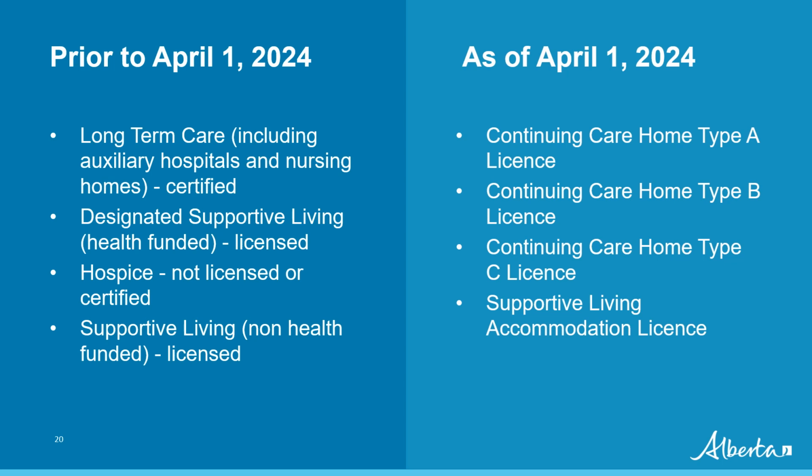Those who had licenses prior to April 1st, 2024 Continuing Care Act implementation were licensed under the Supportive Living Accommodations Licensing Act. This would be the supportive living accommodation, non-health funded, and designated supportive living health funded settings. Nursing homes and auxiliary hospitals had certification instead of licensing. As of April 1st, 2024, those with a Supportive Living Accommodations Licensing Act license and those with a valid certification would need to have a license under the Continuing Care Act. Licensing is also new for hospices under the Act.